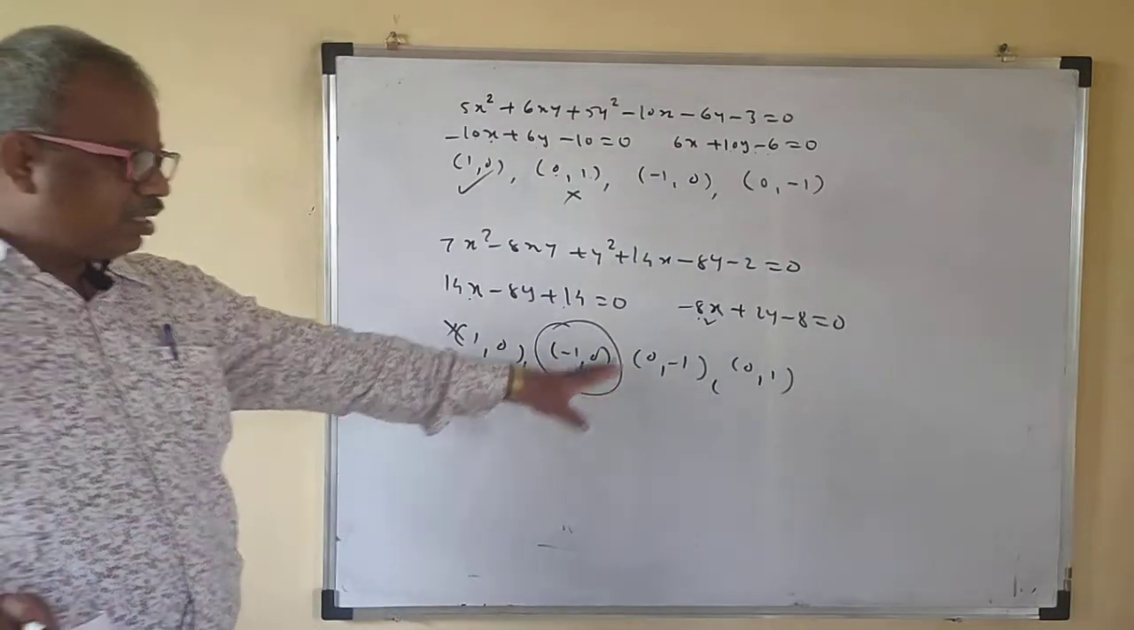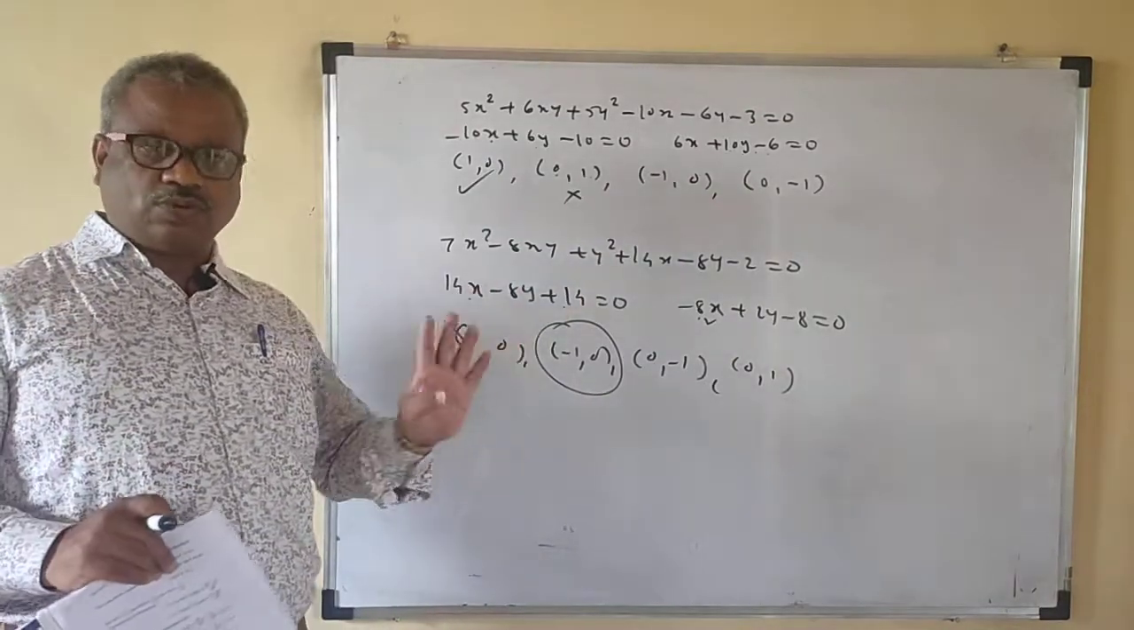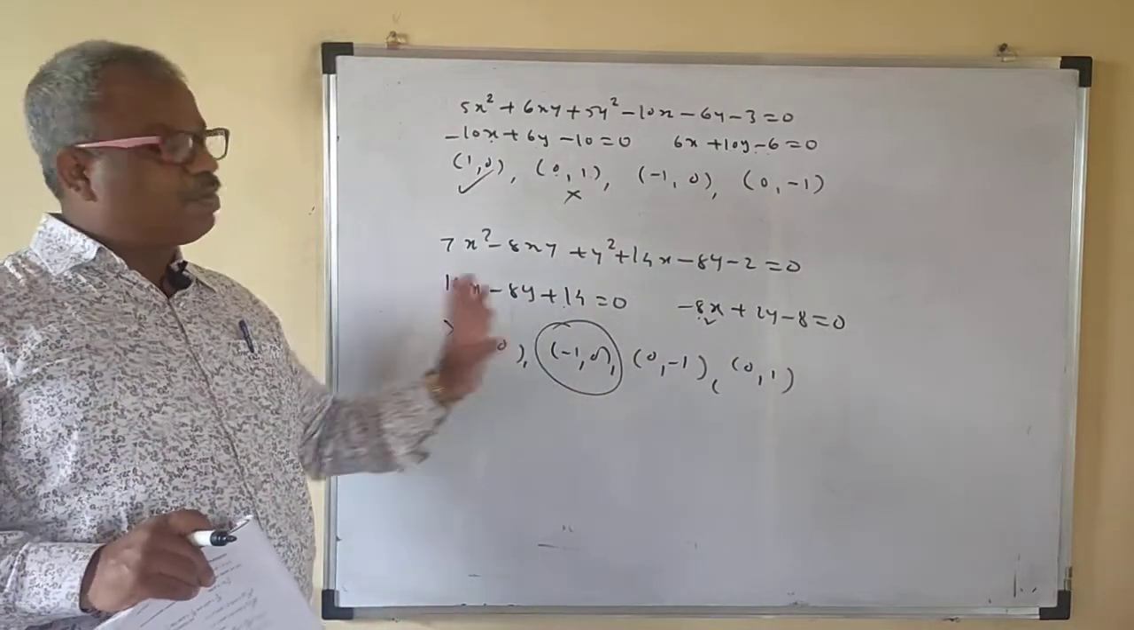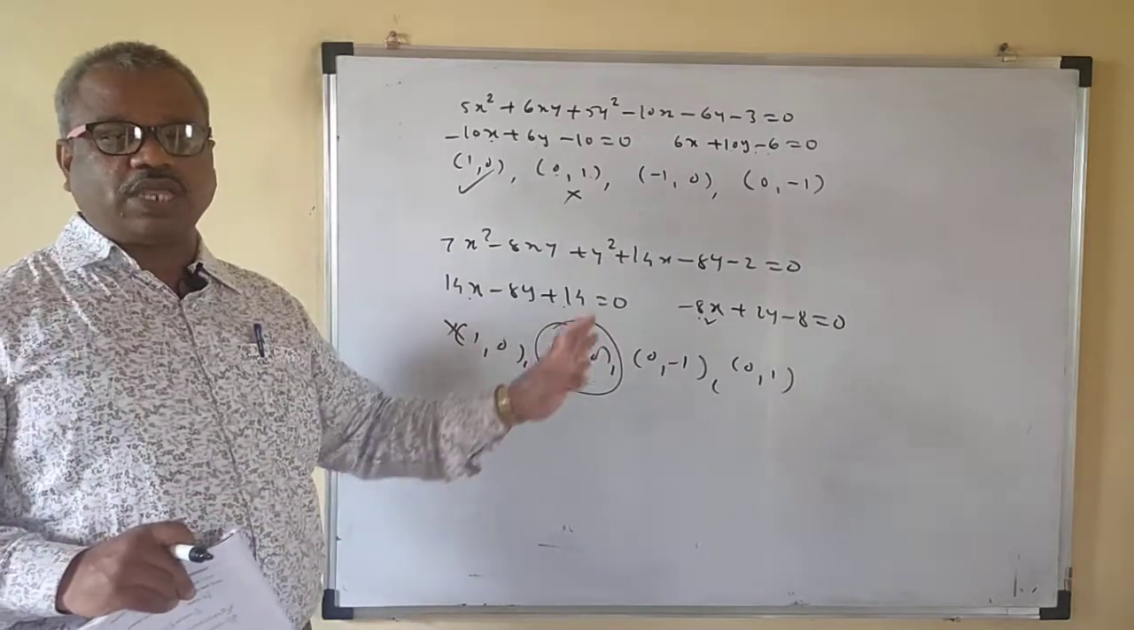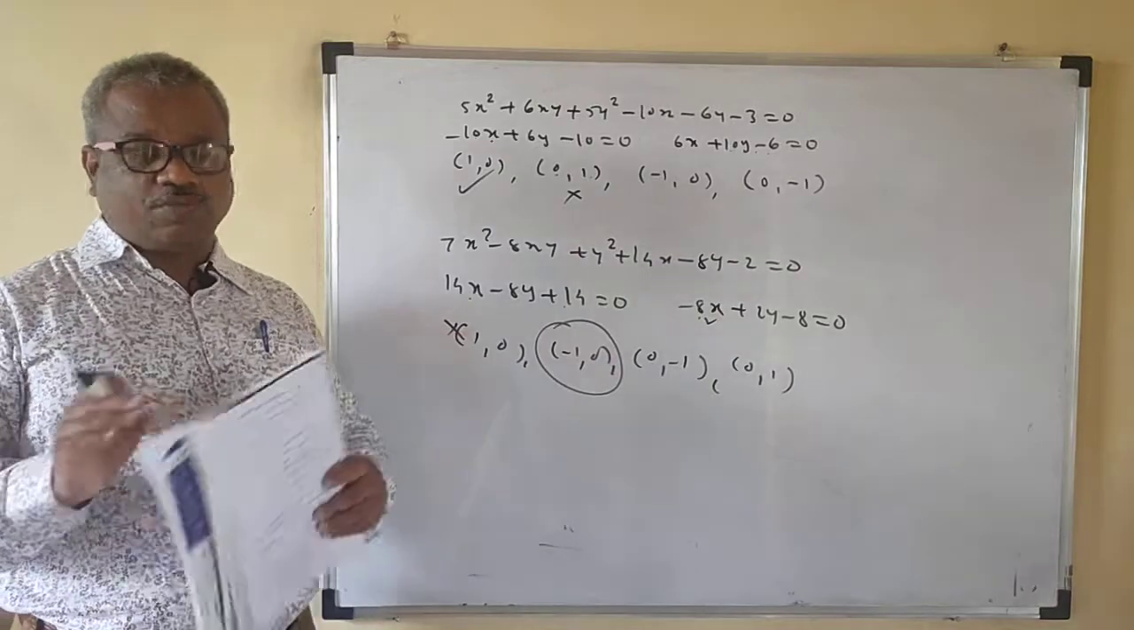You will check that these three will not satisfy both the equations. If it satisfies one of the equations, no problem, but at a time they should satisfy both the equations. The point that satisfies both the equations will be your center. So easily you can obtain the center of the conic.